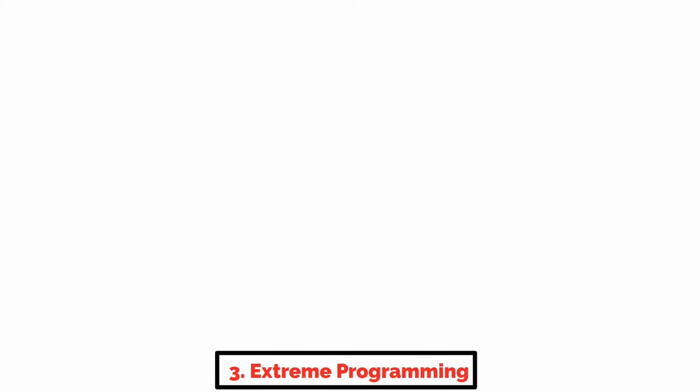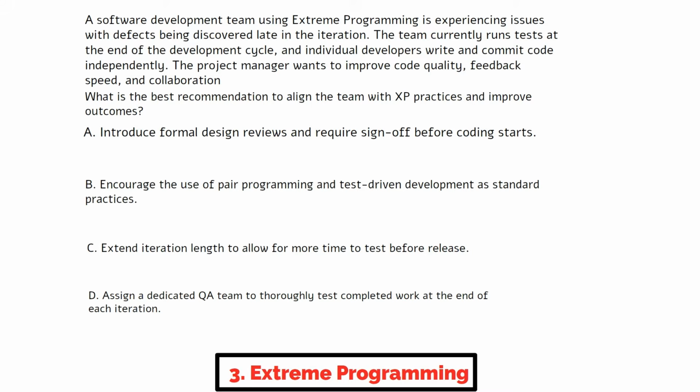A software development team using extreme programming is experiencing issues with defects being discovered late in the iteration. The team currently runs tests at the end of the development cycle, and individual developers write and commit code independently. The project manager wants to improve code quality, feedback speed, and collaboration. What is the best recommendation to align the team with XP practices and improve outcomes?